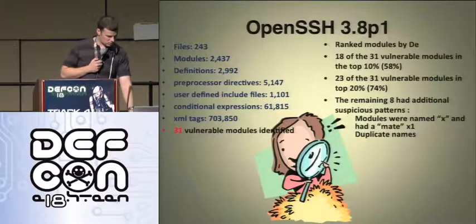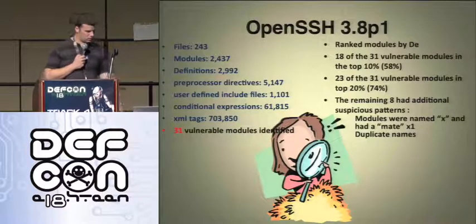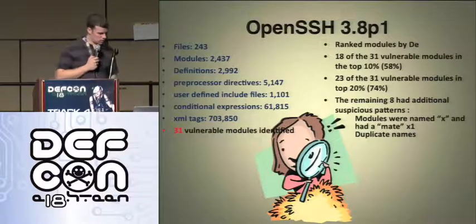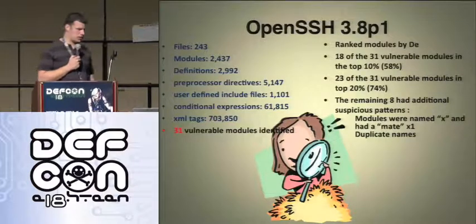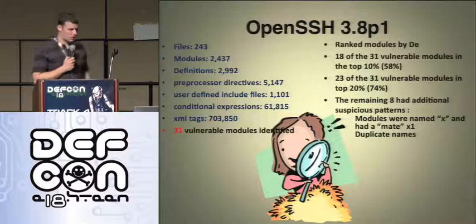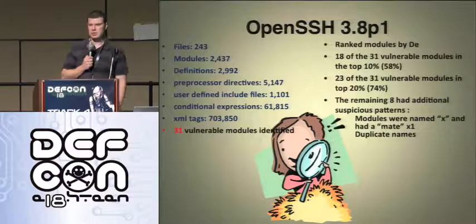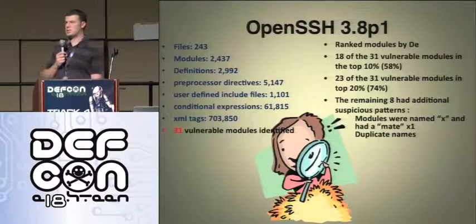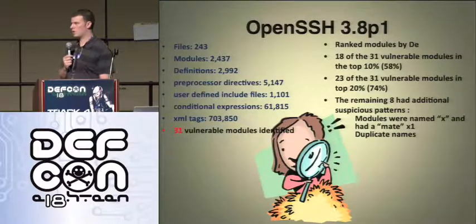OpenSSH, everybody knows what that is. And we had 3.8 P1, where 31 vulnerable modules were identified. 18 of the 31 vulnerable modules were in the top 10%, which is, again, pretty good. It makes your life a lot easier if you're looking for security bugs, if you can say the top 10% was actually accurate.